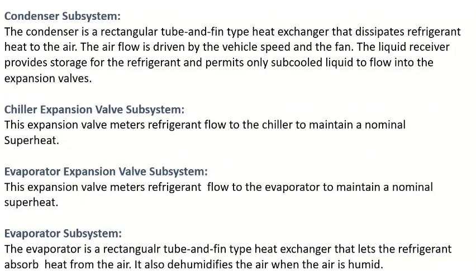Next, condenser. The condenser is also used to cool down the coolant temperature. The condenser is a rectangular tube and fin type heat exchanger that dissipates the refrigerant heat to the air. So the chiller and the condenser function in the same way. Here also the airflow is driven by the vehicle speed and the fan. The liquid receiver provides storage for the refrigerant and permits subcooled liquid to flow into the expansion and chiller expansion valve subsystem.